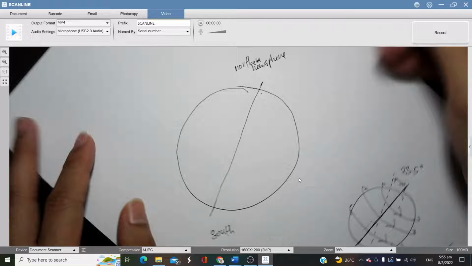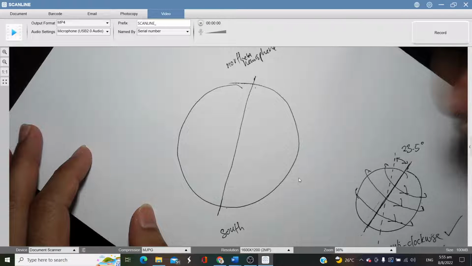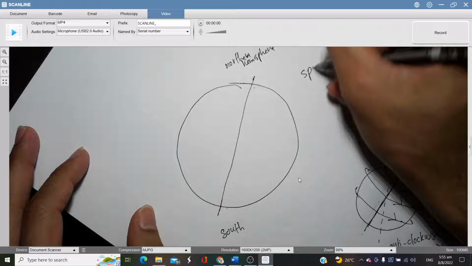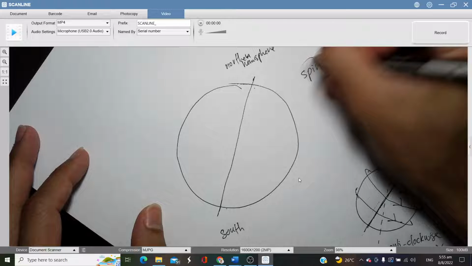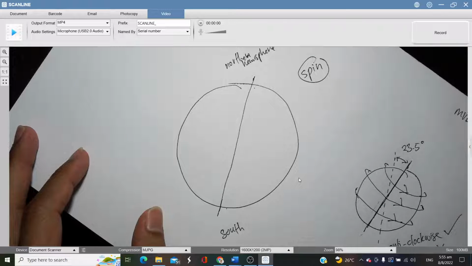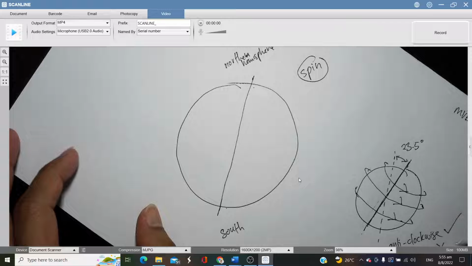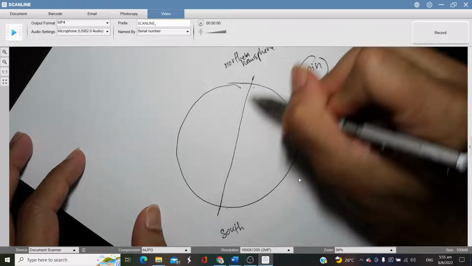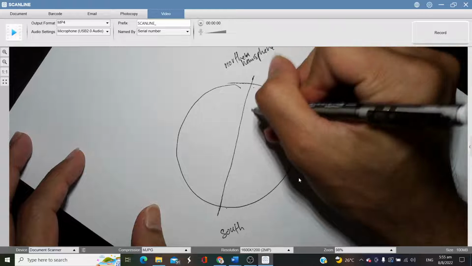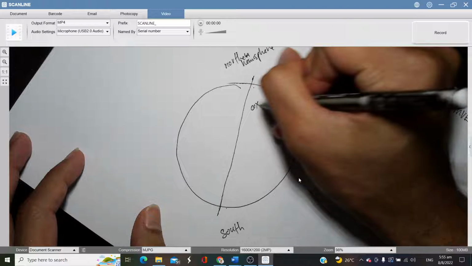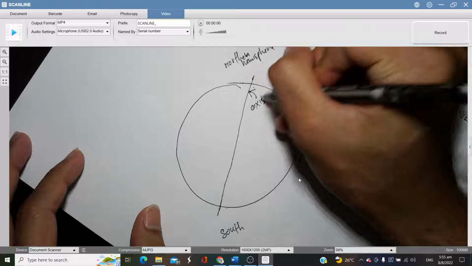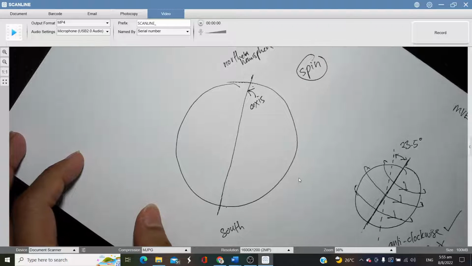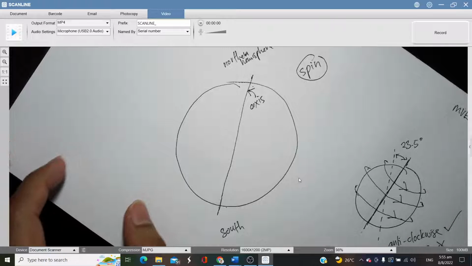This is our new Earth. And make sure you know how tilted it is. So this is how tilted. So this is the axis and the earth spins.